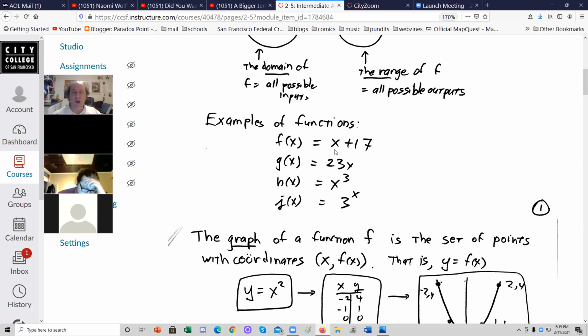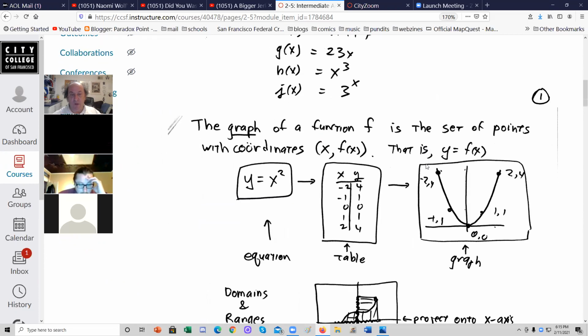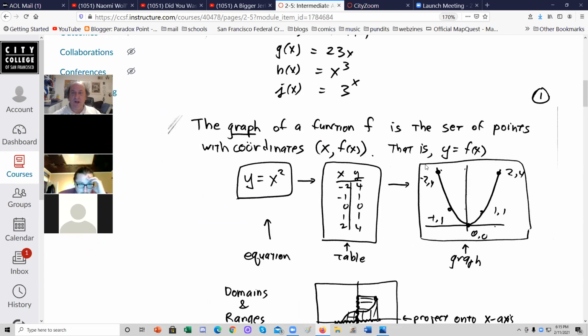So here are some functions. x plus 17, that adds 17. 23x, okay. x to the third power, 3 to the x power, okay, functions. The graph of a function is a set of points with coordinates x by f of x. So we're basically saying that y, the second coordinate, equals f of x.